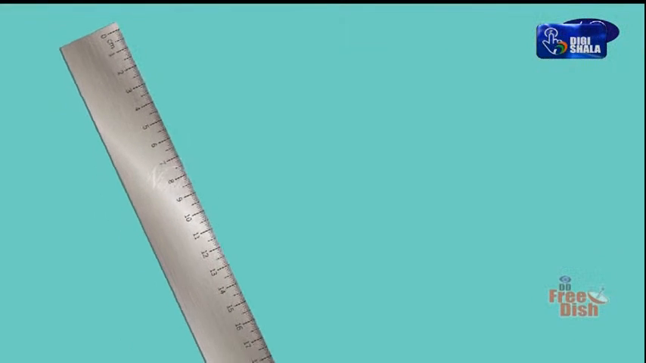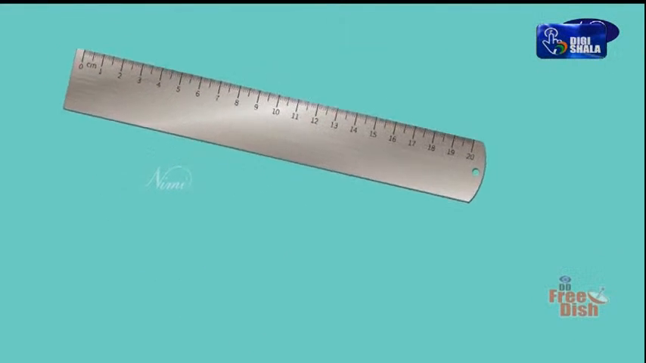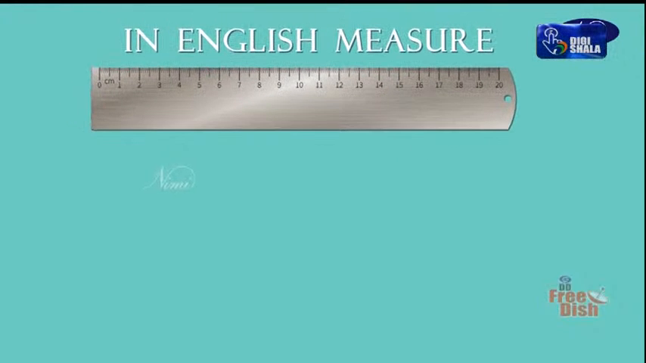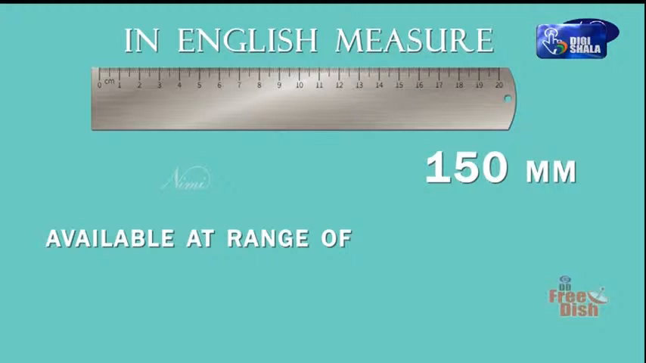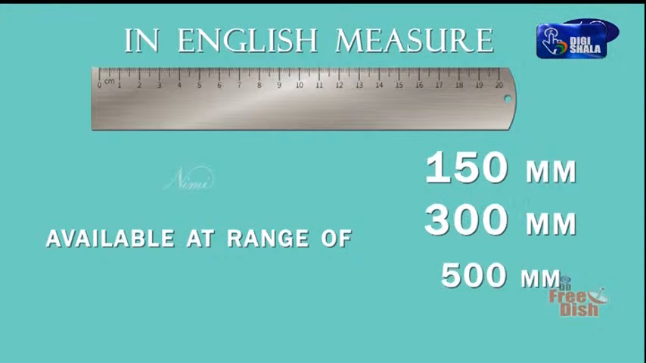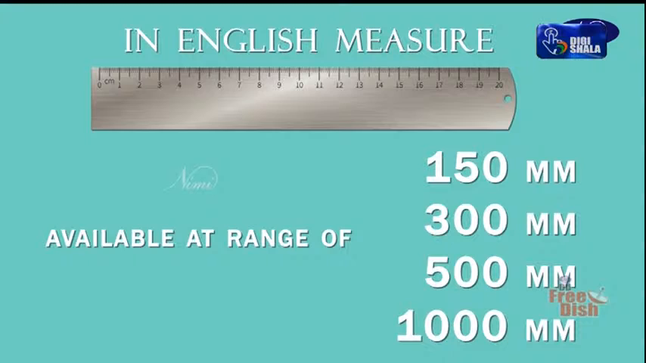Steel rules in English measure can also be available with metric and English graduation in a complete range of sizes: 150 mm, 300 mm, 500 mm and 1000 mm.